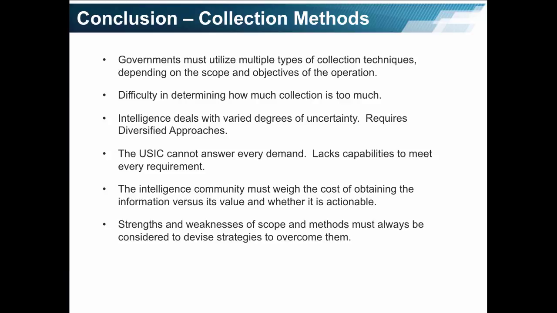The intelligence community must weigh the cost of obtaining the information versus its value and whether it is actionable, meaning whether that information becomes actionable intelligence, which is the ultimate objective. Strengths and weaknesses of scope and methods must always be considered to devise strategies to overcome them.